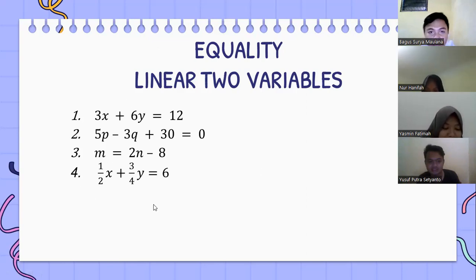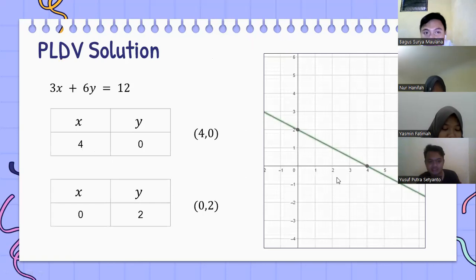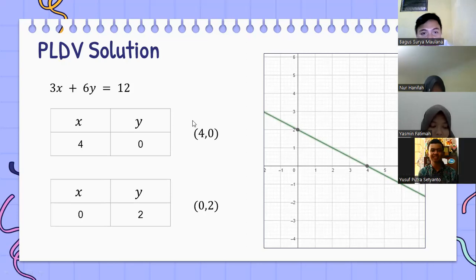So these are several examples of a linear equation of two variables. If we have a PLTV, or linear equation of two variables, not the system, in Indonesian it is persamaan linear dua variabel. We want to know the graph here. Suppose we have 3x plus 6y equals 12. There is a graph here, and you have to draw the graph.